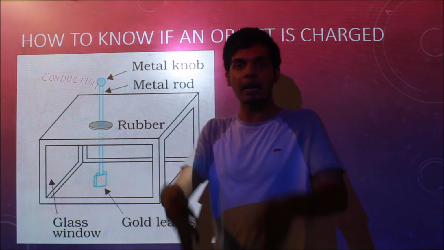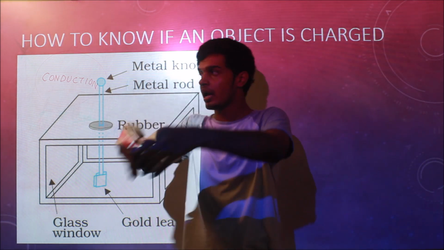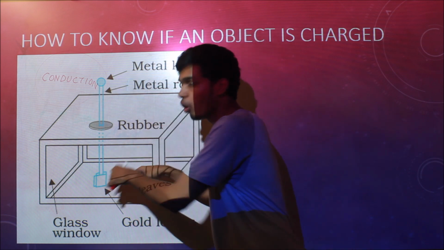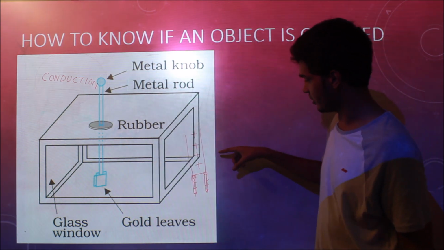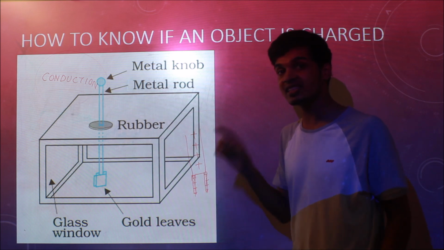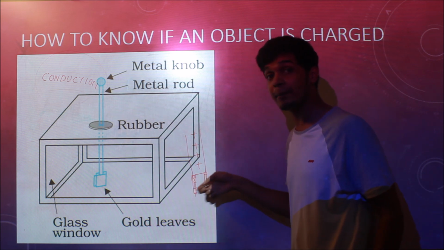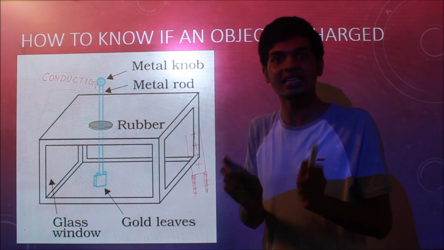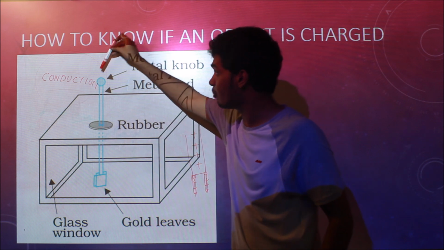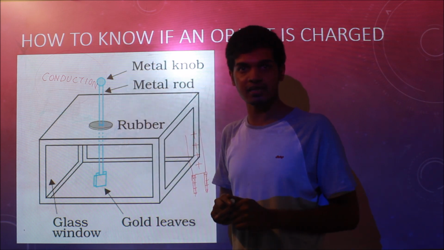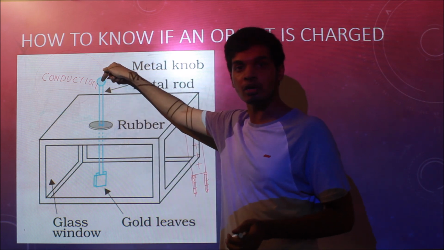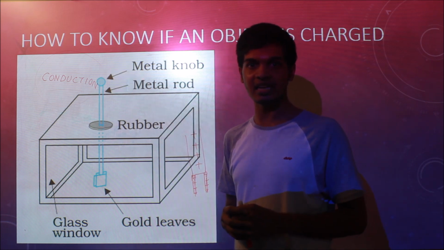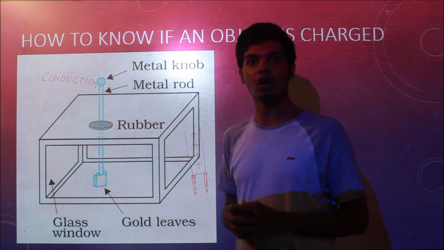These gold leaves are placed parallel to one another. This positive charge will move in equal quantities to both the gold leaves. So here what we'll observe is, because these two gold leaves have the same charge, they will repel each other and move away from each other. That is the indication that the object that I have brought in contact is a charged object. If I were to bring an uncharged object, this phenomenon will not be observed. This is how we can understand whether an object is charged or not.